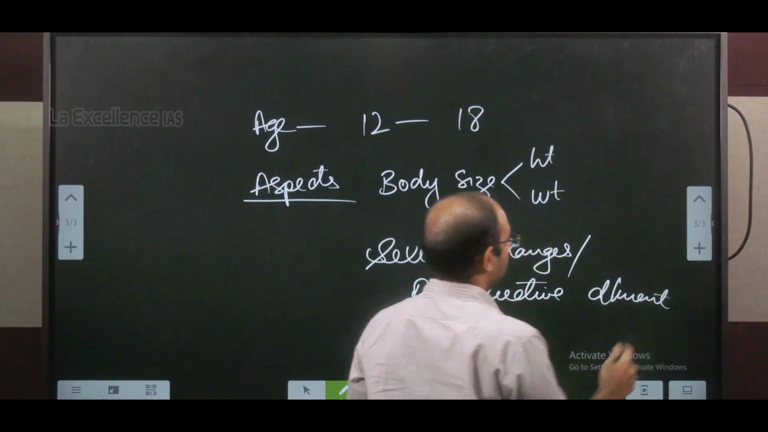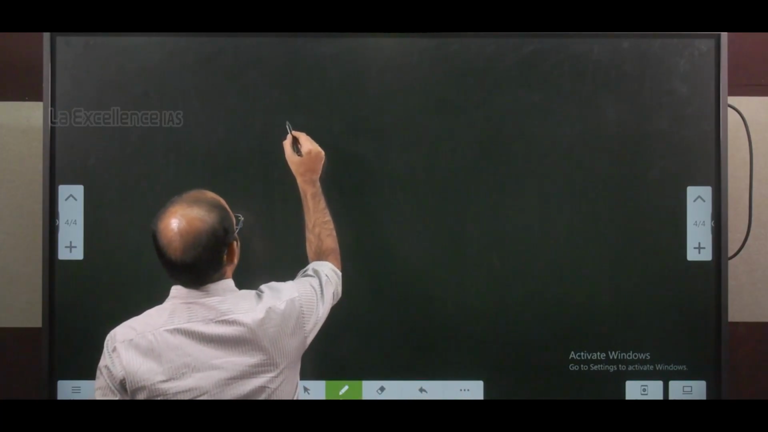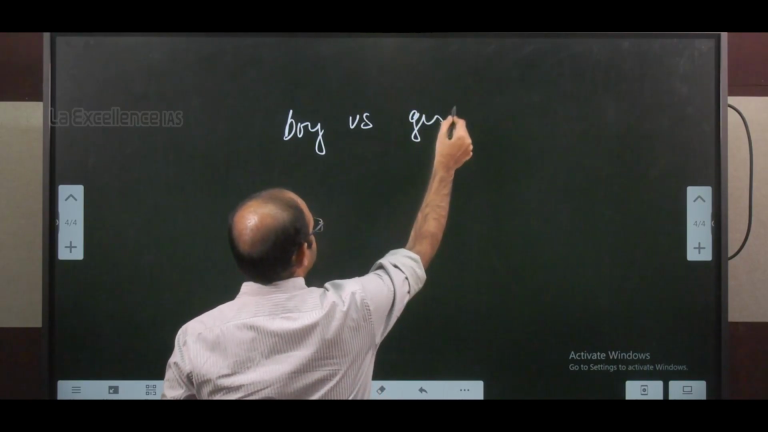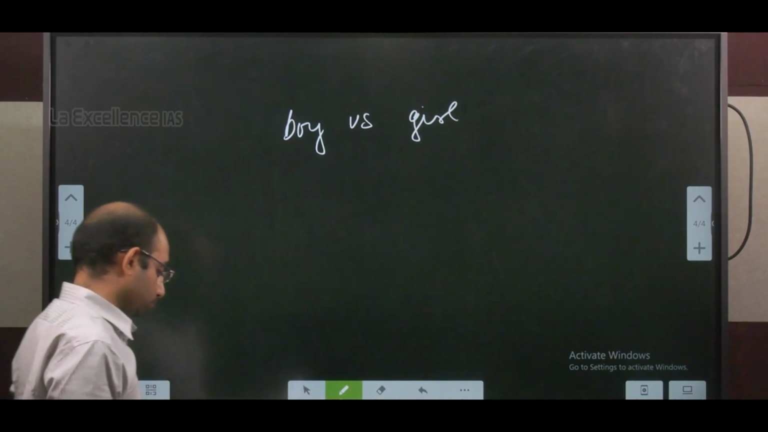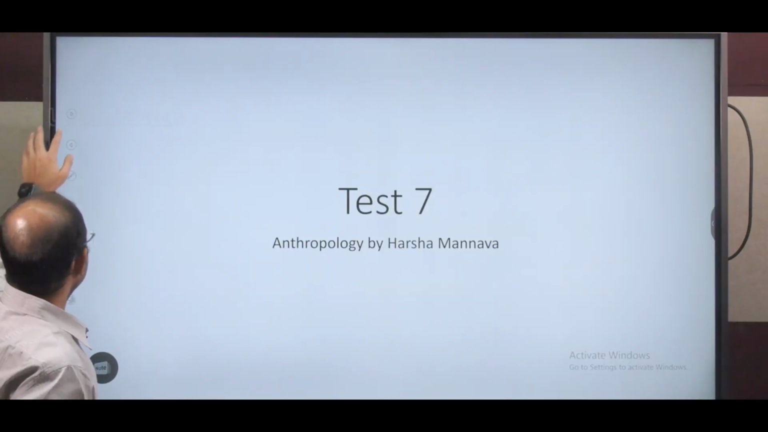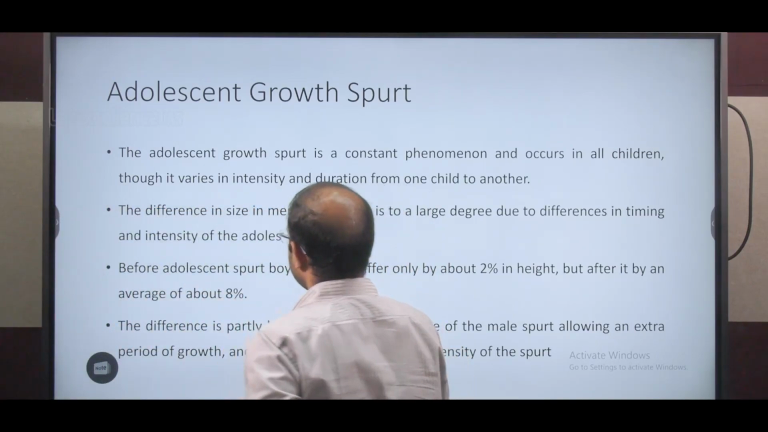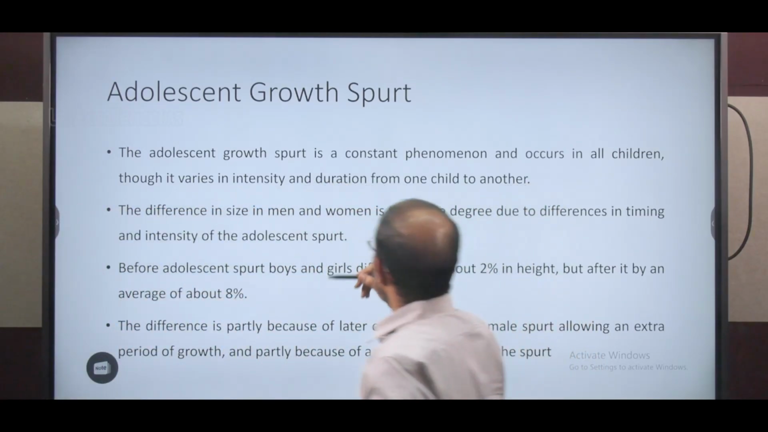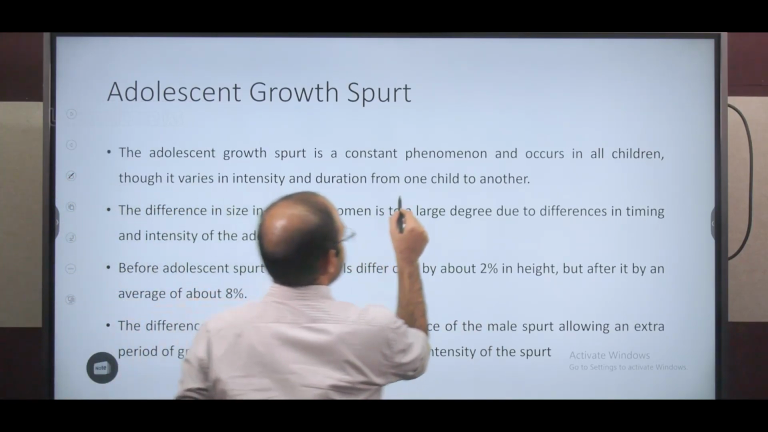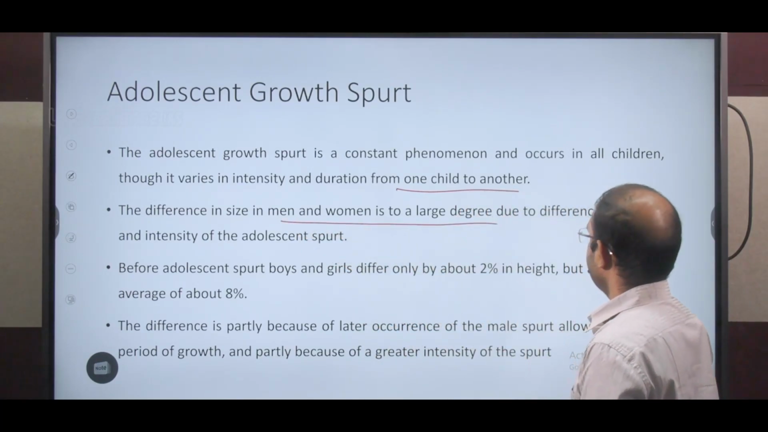Discuss this. And another angle that you can add to this is the boys versus girls difference. How in boys and girls there is slight difference in adolescent growth spurt. For example, adolescent growth spurt begins slightly earlier in girls than in boys. So I've discussed all that here. This is a growth spurt which varies from one child to another, and the difference in size in men and women is to a large degree due to difference in timing.